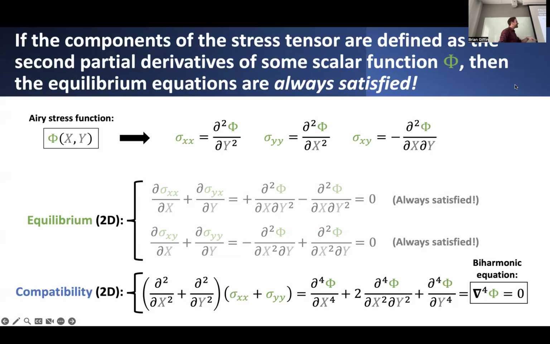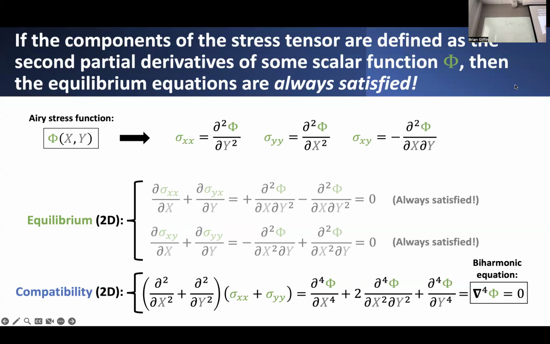And the magical thing about Airy's stress function is that it actually trivially satisfies the equilibrium equations. By construction, if I have my equilibrium equations expressed in terms of partial derivatives of the stress components with respect to x and y, and I plug in these expressions, which are partial derivatives of this function, and I evaluate both of these things, then I'll get a term, at least for this particular contribution, that actually cancels out with this second term. And the same thing happens for this second equilibrium equation, somewhat magically.